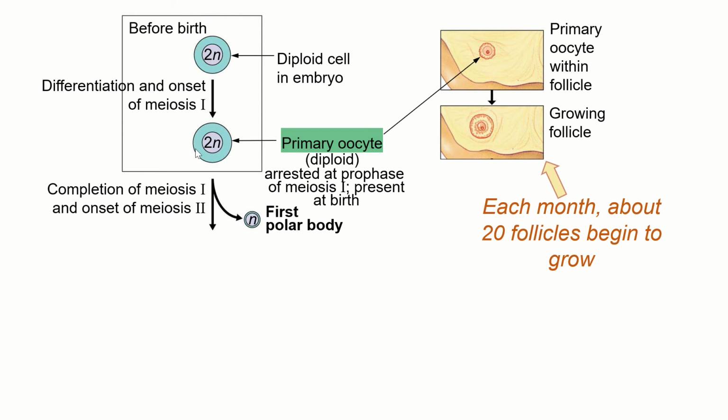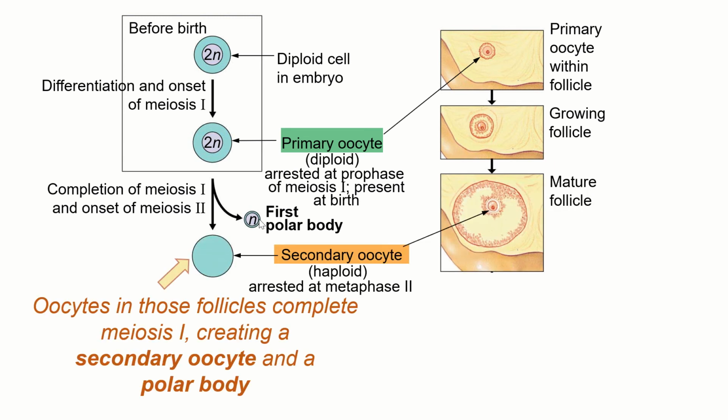So we have this diploid cell, it starts doing meiosis, and then at puberty, about 20 follicles and the oocyte inside begin to grow. And as the follicle grows, the oocyte completes meiosis 1 and starts doing meiosis 2. That creates a second oocyte, which is haploid. That should have a nucleus in it. Sorry about that. And another cell called the polar body.